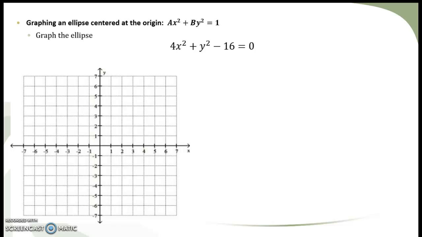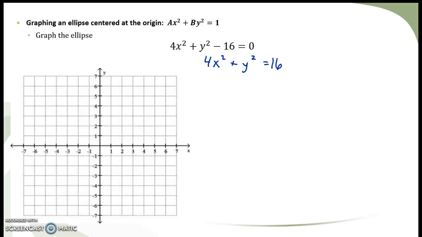Hey everybody, in this video we'll talk about graphing an ellipse centered at the origin. So here we're given an equation and it's not in our beautiful standard form, right? So what we can do is get this in a nicer form by first adding 16 to both sides, and we would get 4x squared plus y squared equals 16.